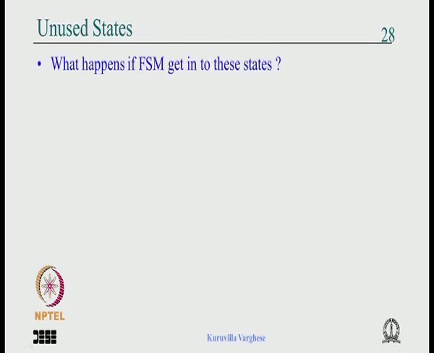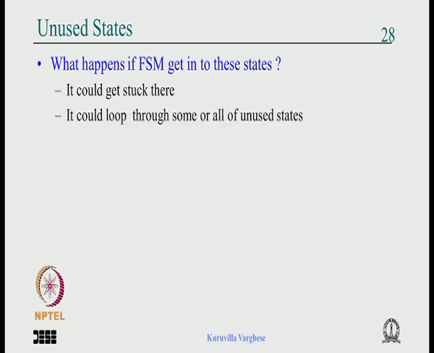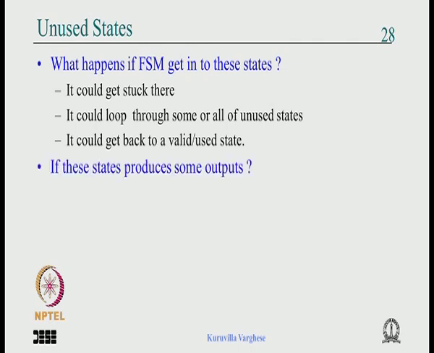So that is what is stated here. What happens if the FSM gets into the unused state? It could get stuck there, it could loop through some or all of the unused states, or it could get back to a valid or used state, some state in the state diagram, and if that state produces some random output, then it is dangerous. So we would like to look at under what conditions above this can happen.